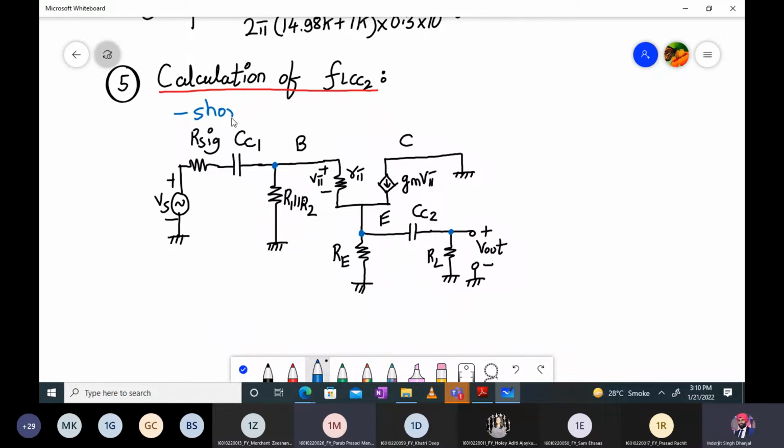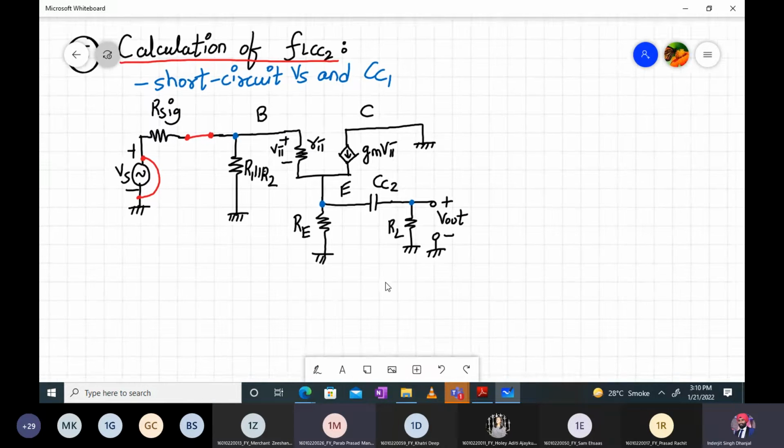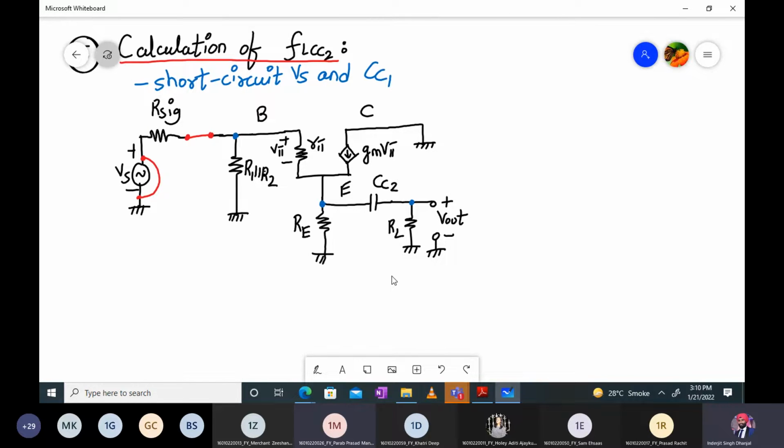So for FL of CC2, you have to short circuit VS and CC1. Here I'll replace CC1 by a short, and the VS voltage source also short. Okay, fine. So how will you proceed now? Here we have a system.